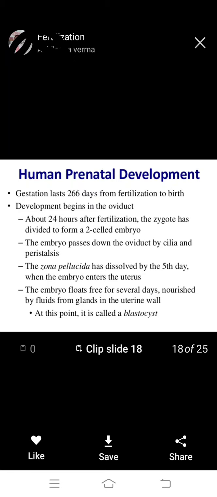And the zona pellucida is dissolved by the fifth day, when the embryo enters the uterus. The zona pellucida is the outer layer, so it dissolves. The embryo floats free for several days, nourished by fluid from glands in the uterine wall. At this point, it is called a blastocyst. Okay, it is called a blastocyst.